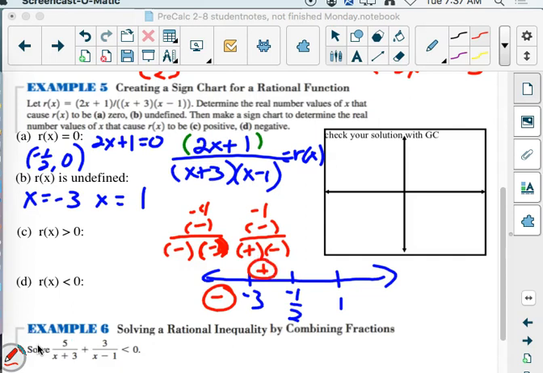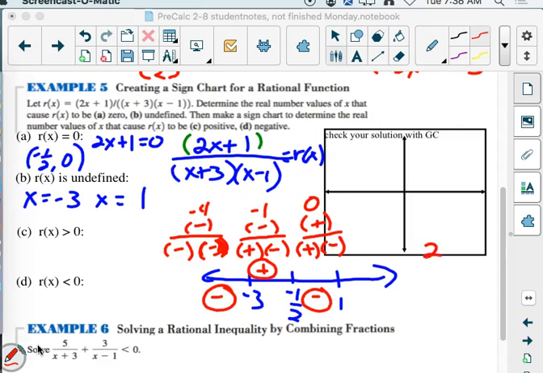Between negative 1/2 and 1, favorite number, 0. 2 times 0 plus 1 is going to give us a positive. 0 plus 3 is going to give us a positive. 0 minus 1 is going to give us a negative. So 1 negative, odd number of negatives, it's going to be negative. Picking a number to the right of 1, 2.